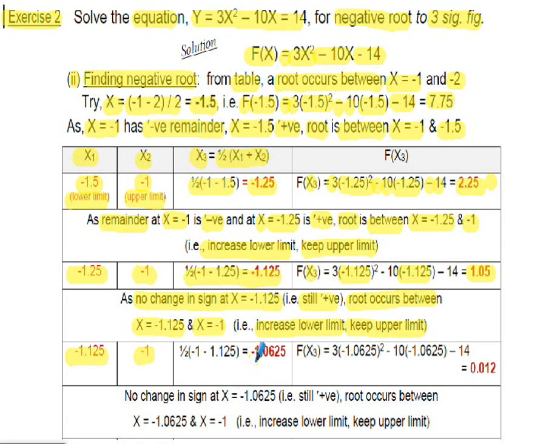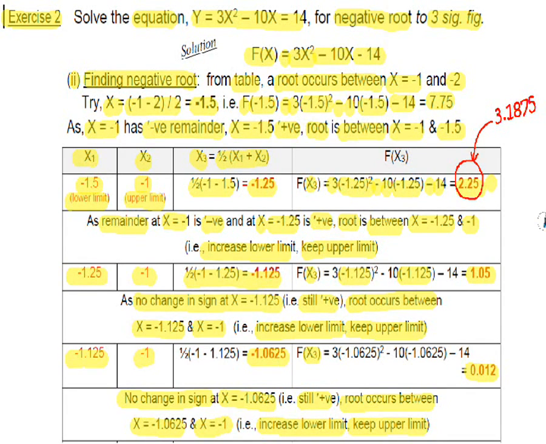Repeat the process again. We get now an x3 of negative 1.0625. Putting that value into our functional equation, we get a remainder of positive 0.012. Still no change in sign. At x equal to negative 1.0625, it's still a positive remainder. So the root occurs between x equal to negative 1.0625 and again x equal to negative 1. Please note for reference, there is a numerical mistake on this slide in iteration 1 as shown here, but it does not affect the solution as outlined on the slide.